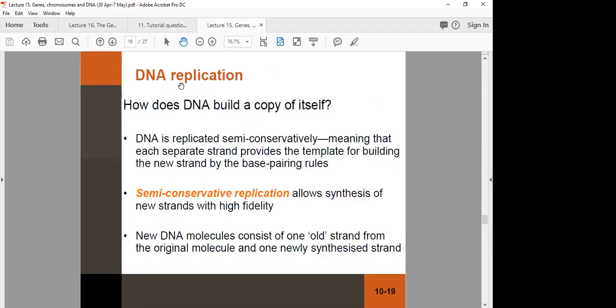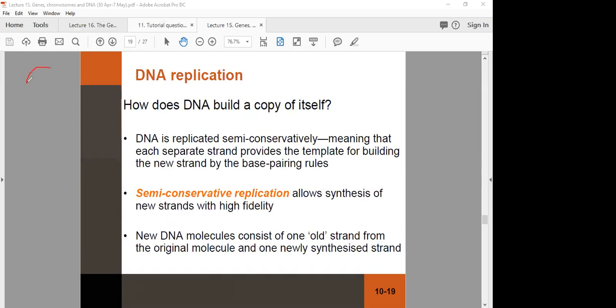All right, and that brings us to the main part of this lecture, which is DNA replication. How does DNA build a copy of itself? But before we get into DNA replication, let's put that into some sort of context. Why does DNA replicate itself?